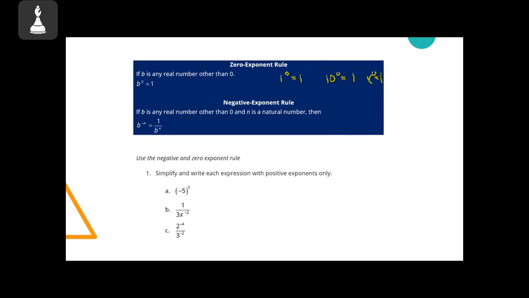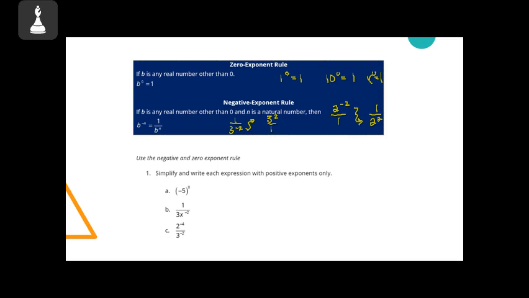Now in math, we do not like negative exponents. So what we do is we can move that negative exponent across the fraction bar and it becomes a positive exponent. So if I have currently a 2 to the negative 2 on top, I can move that to the bottom and it will become 2 to the positive 2 power. And vice versa, if I have a 3 to the negative 2 power in the denominator, I can move that to the top and it will become 3 squared.